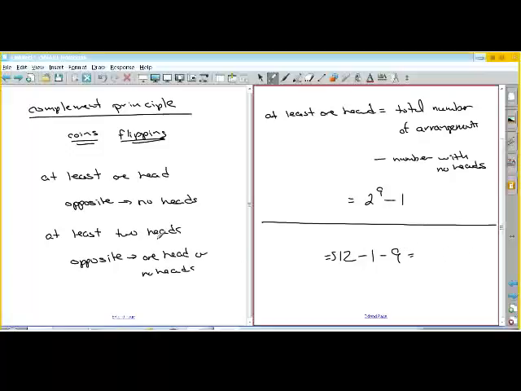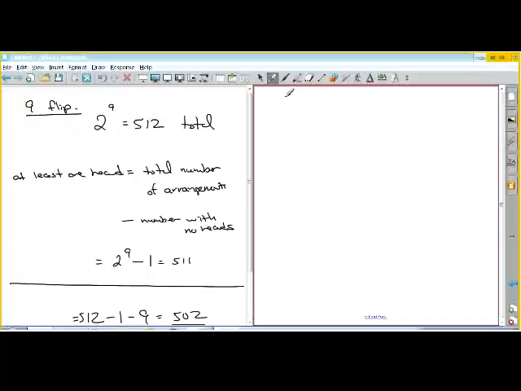And so at least 2 heads, you take the total number, subtract the opposite, which consists of 2 parts. So that would be 502. This one would be 511, because 2 to the 9th is 512. So that's how these at least complements work. Same kind of thing in a sampling problem. The sampling problem is a combination problem.